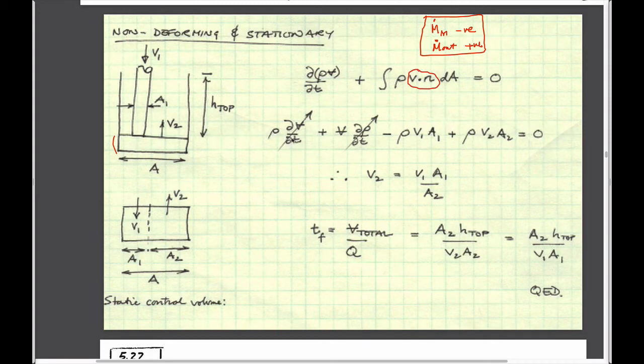So, change of volume of the control volume with time. So what we're going to do is we're going to take this as our control volume in the bottom. This bead of water will already have sunk down to here, so it'll have filled this up. And so if you think about our static and non-deforming control volume, it looks just like this at the bottom. This is this.